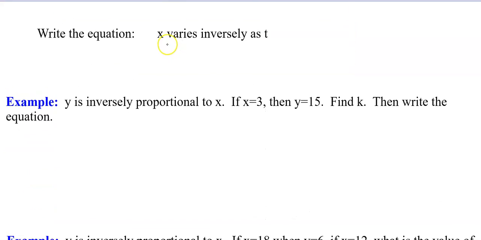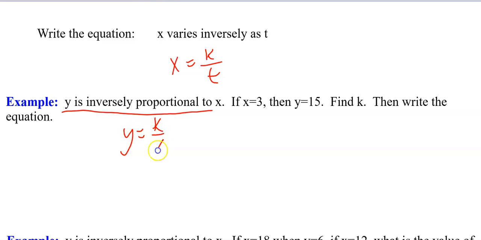So first, if x varies inversely as t, that would be x equals k divided by t. So that inverse variation is one gets bigger, the other one gets smaller. This one says y is inversely proportional to x, y equals k divided by x. If x equals 3, then y equals 15. K I don't know yet, but x is 3.